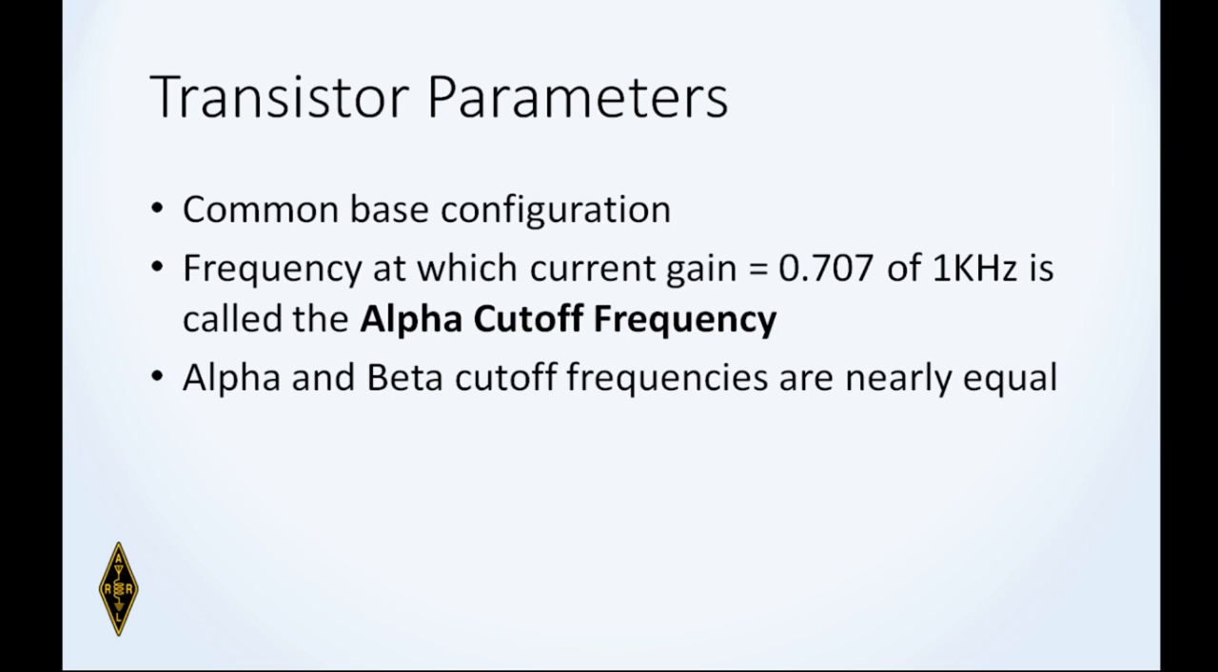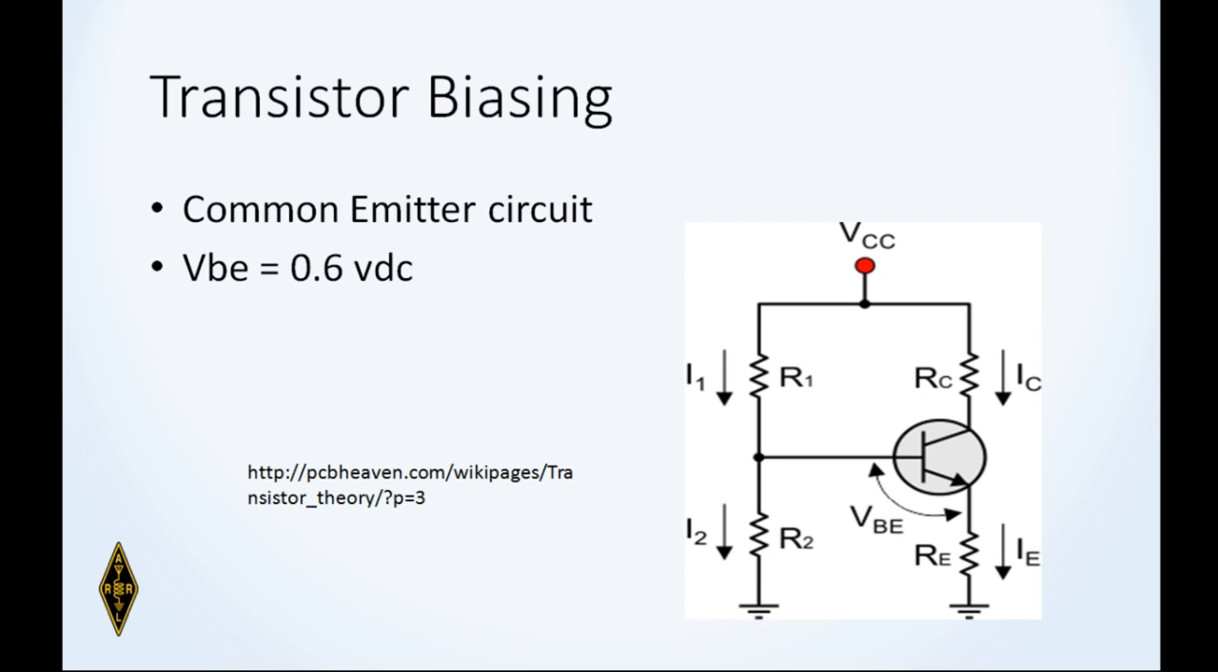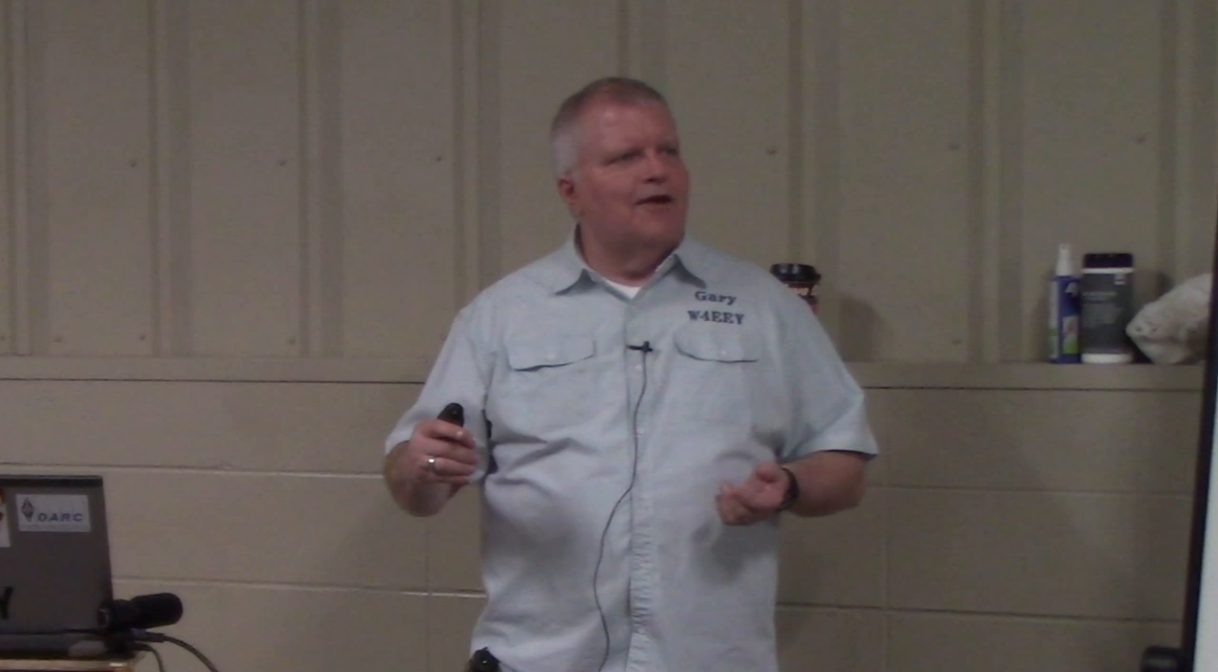So when you look again at a transistor type and you look at its specifications, these are some of the specifications that will be given to you there, the cutoff frequencies. And when you're setting up a transistor, you have to set up the current through it in order to properly bias it. And a transistor is essentially P-type, N-type, P-type material, or N-type, P-type, N-type material. It's like two diodes put together.